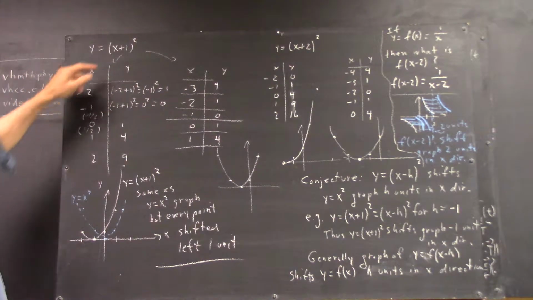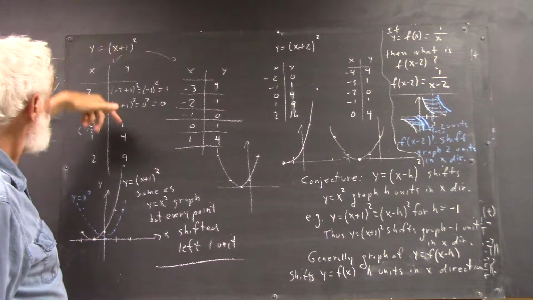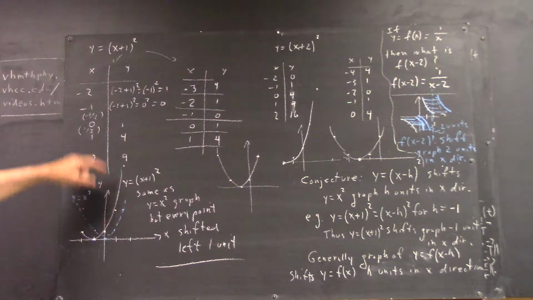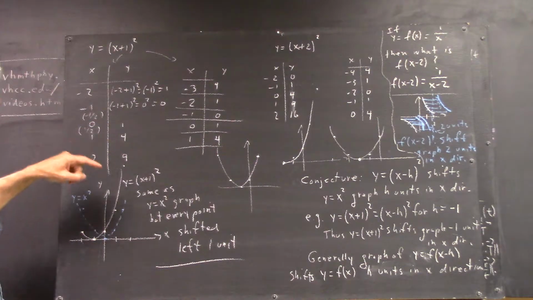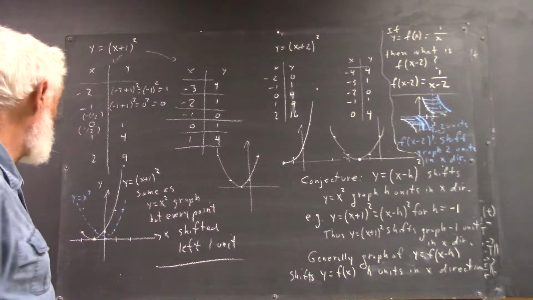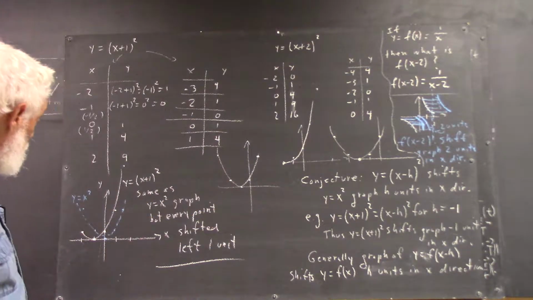When x is negative 1, well, negative 1 and 1 add up to 0, as we say here, and 0 squared is 0. Similarly, when x is 0, we get 1. When x is 1, we get 4. When x is 2, we get 9. And Peekaboo actually did pretty well with this. So I was somewhat pleased with that.